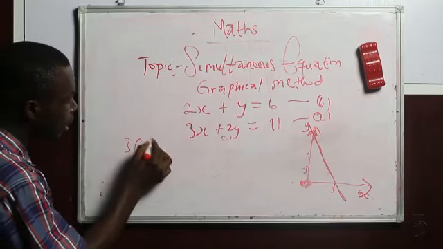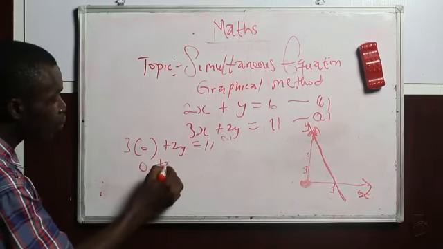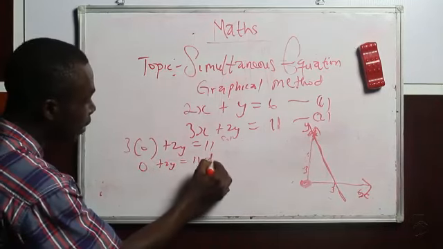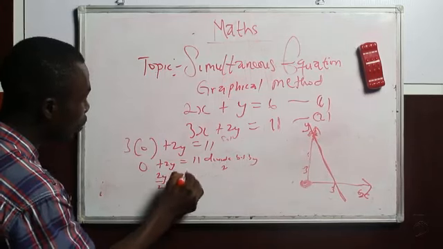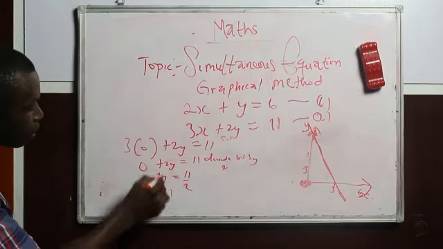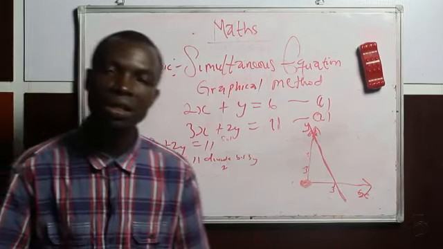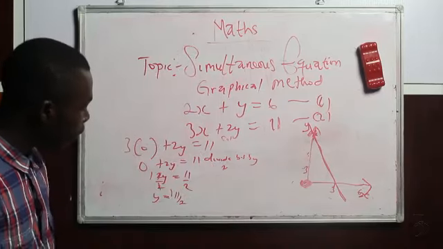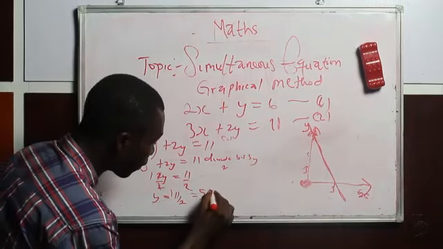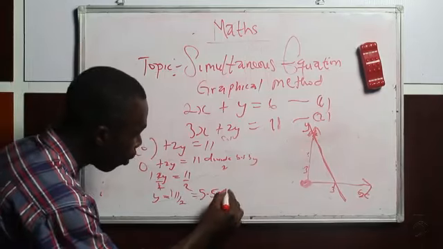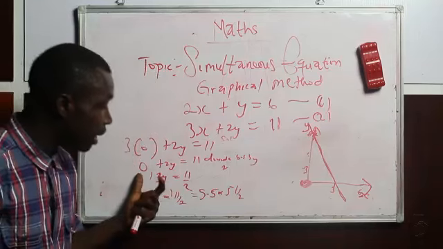3 bracket into 0 plus 2y equal to 11. 3 times 0 will give us 0, plus 2y equal to 11. Divide both sides by 2. 2y over 2 equal to 11 over 2. 2 here 1, 2 here 1. y equal to 11 over 2. So our y is equal to 11 over 2, and 11 over 2 is equal to 5.5. That is our y when x equal to 0.